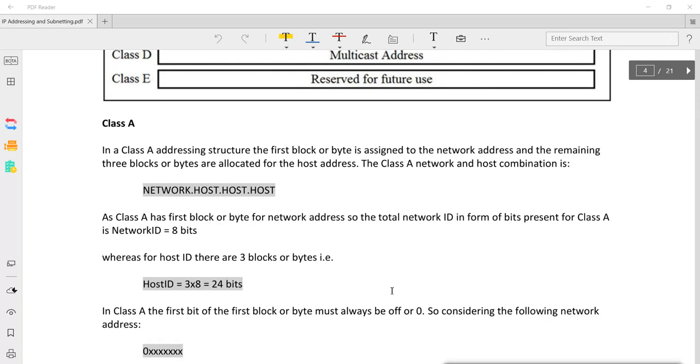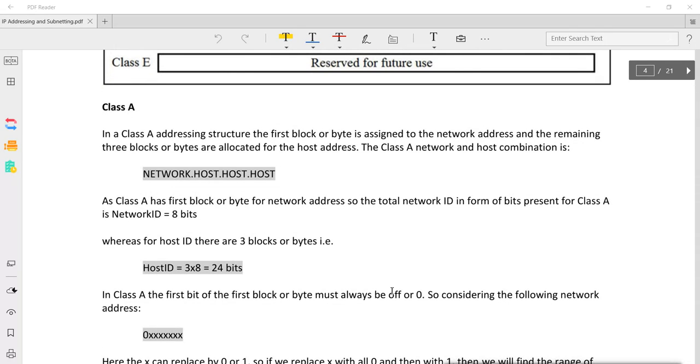Now class A. When you talk about class A, in a class A addressing structure, the first block, or byte, that is the 8 bits, is assigned to the network address, and the remaining 3 blocks, or bytes, are allocated for the host address, as you can see here.